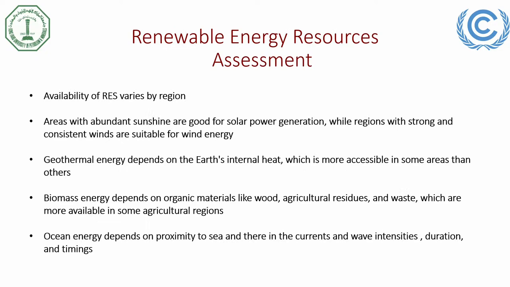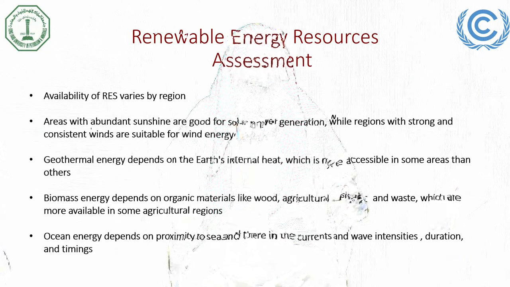Then there is renewable energy resource assessment. The availability of renewable energy sources varies by region, by area, by height. Wind, for example, is a highly fluctuating parameter. It changes with time, with place, with height, okay? So when we say the wind speed is 5.5 meters per second, it has no meaning unless I say 5.5 meters per second at 50 meters above ground level. So these are some of the technical points related to this.